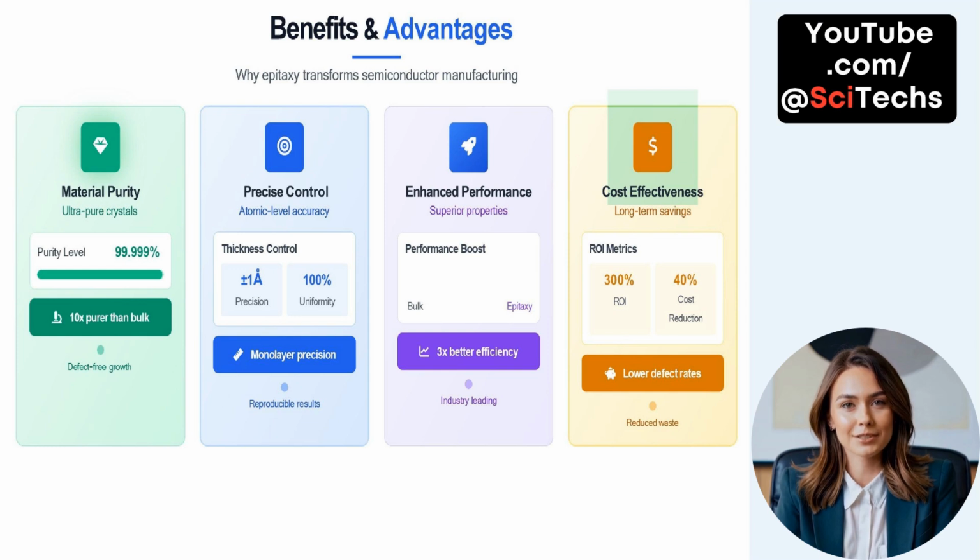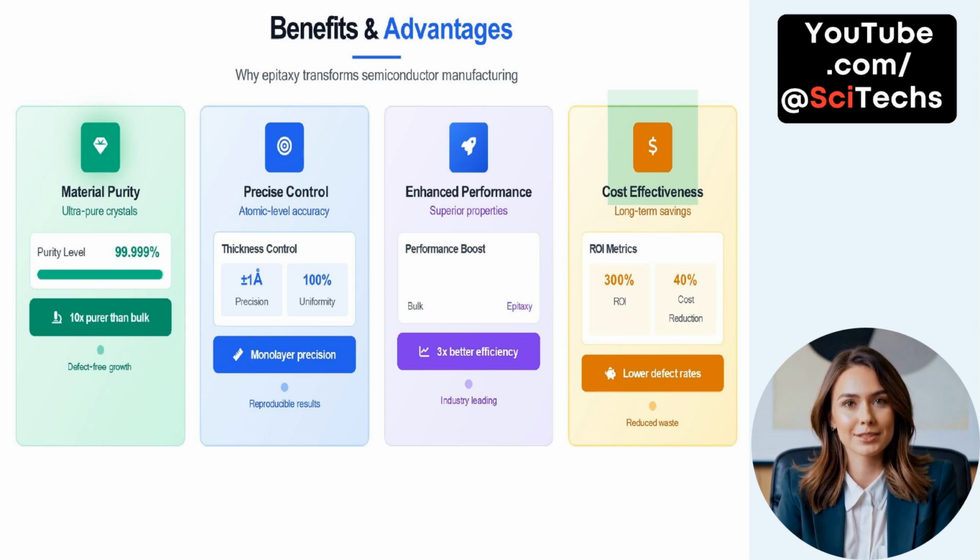Benefits and advantages. Epitaxy offers transformative advantages in semiconductor manufacturing by elevating material quality, precision, performance, and cost efficiency. First, material purity is a major benefit. Epitaxial layers can achieve purity levels of 99.999%, making them 10 times purer than bulk materials. This ultra-high purity supports defect-free crystal growth, which is critical for advanced devices.